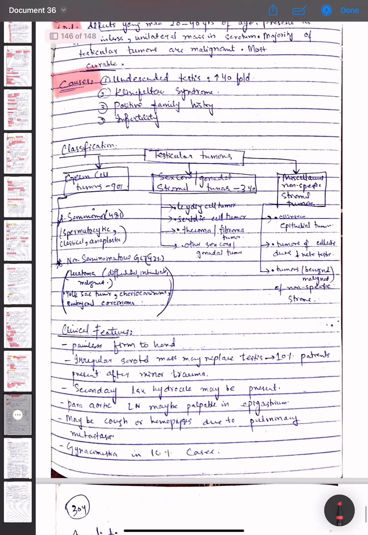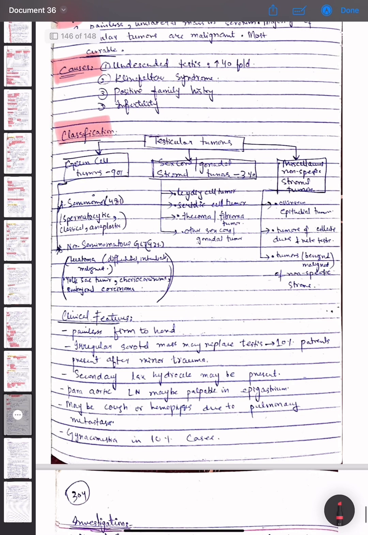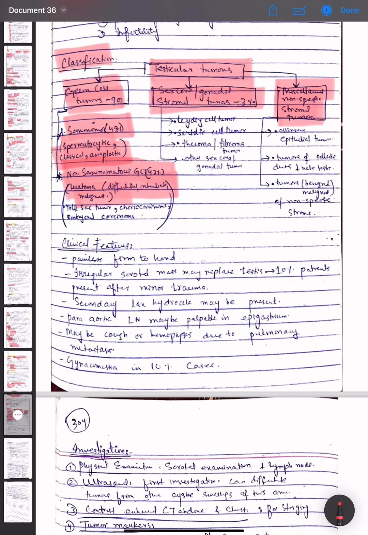The classification of testicular tumor is that it is germ cell tumors, which is 90%, sex cord gonadal stromal tumors 3%, and miscellaneous non-specific stromal tumors. The germ cell tumors are seminoma 48% and non-seminoma GCT 42%. Then the sex cord stromal tumors are Leydig cell tumor and Sertoli cell tumors, thecoma or fibroma tumor, and other sex cord or gonadal tumors. The miscellaneous non-specific stromal tumors are epithelial tumors, tumors of the collecting ducts and rete testis, and benign and malignant tumors of non-specific stroma.